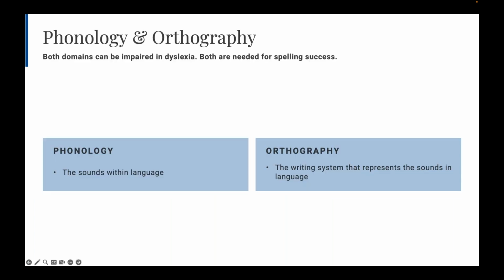All right, moving right along, thinking about some other areas we would want to be concerned about in terms of our assessment. I talked a lot about phonology just now. Now it's really important to also think about orthography as well, because both domains can be impaired in dyslexia. And we do have to also remember that orthography is something that's needed for spelling success. And if you remember, spelling is a primary area of concern for dyslexia assessment.